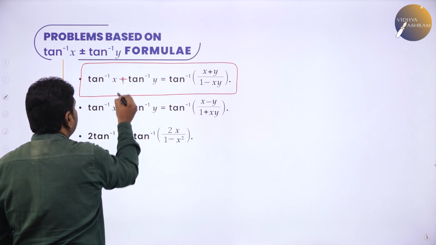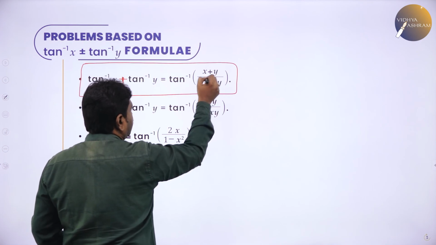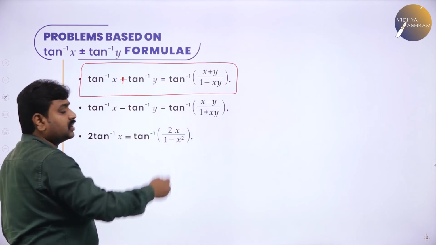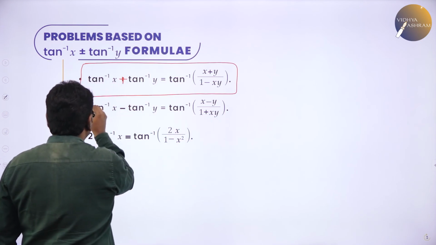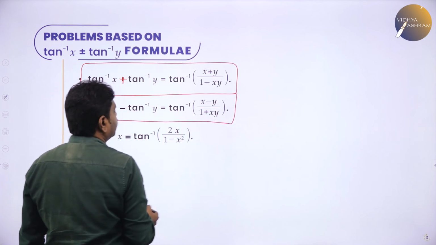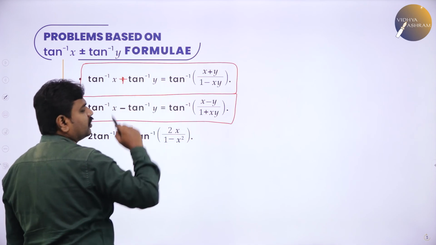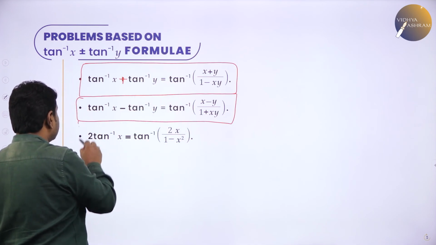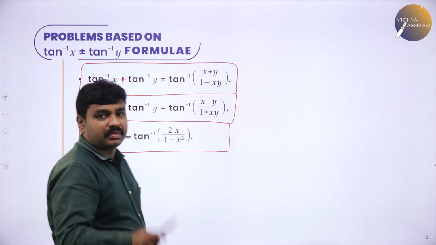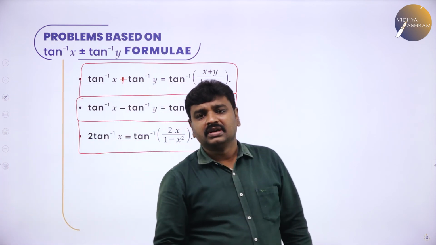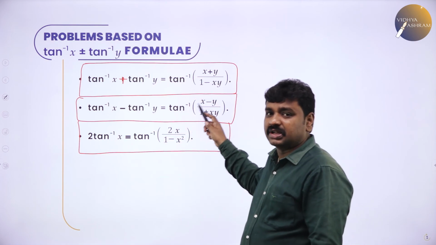If you have plus here, in the numerator you will get plus. Denominator will be opposite. And tan inverse x minus tan inverse y? Tan inverse of x minus y by 1 plus xy. If it is minus here, in the numerator you will have minus. And what is 2 tan inverse x? 2 tan inverse x is tan inverse of 2x by 1 minus x square. Please memorize these three and become thorough. We'll do problems based on this.